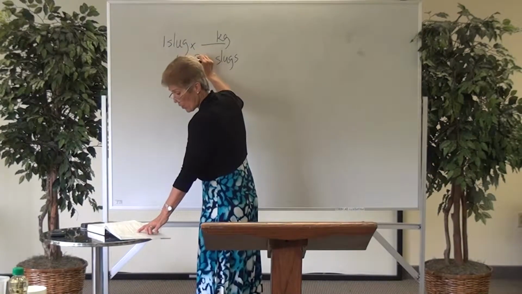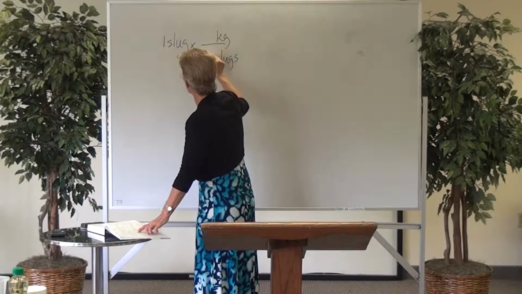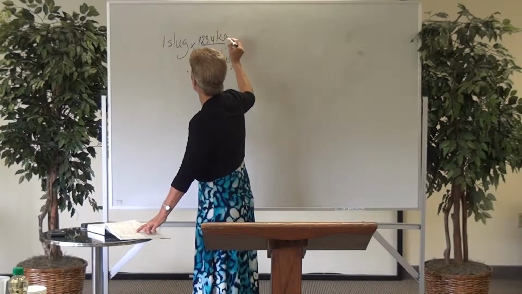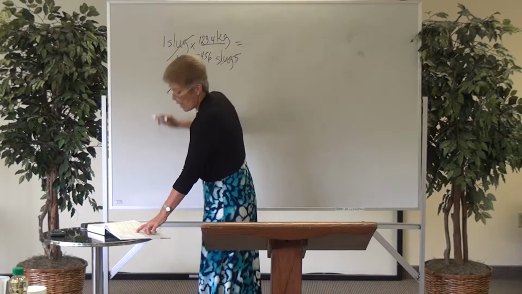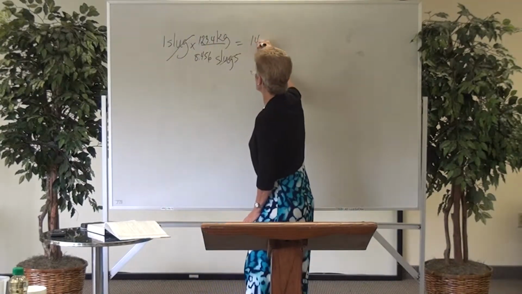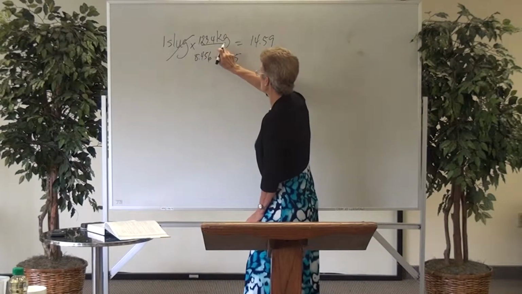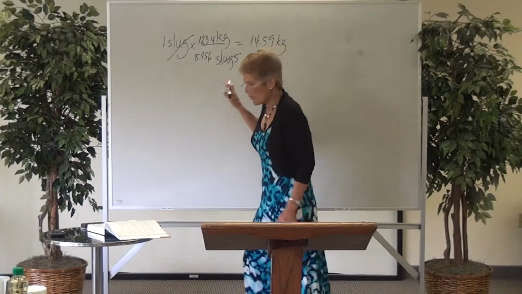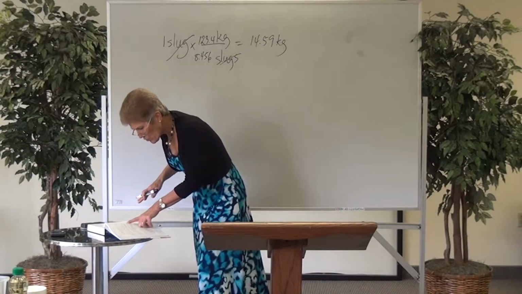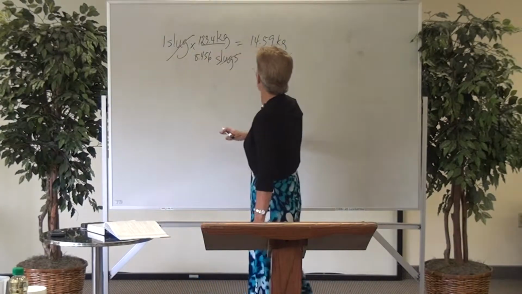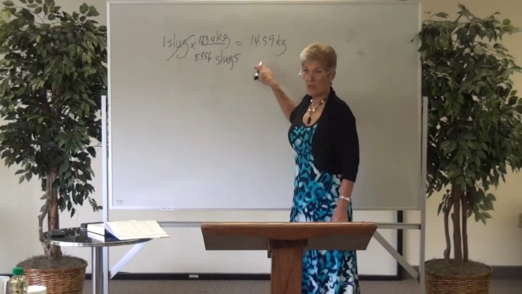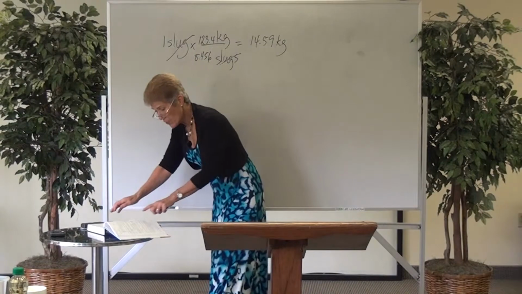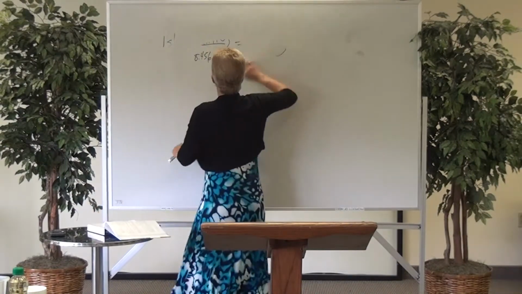Okay, so we go 8.456 slugs to every 123.4 kilograms. And that's going to give us 14.59, 4 significant figures, kilograms to every 1 slug. And so then we can answer the question, which measures more mass? 1 slug would, because 1 slug equals 14 plus kilograms. Okay, so just do the math on it. Number 6.